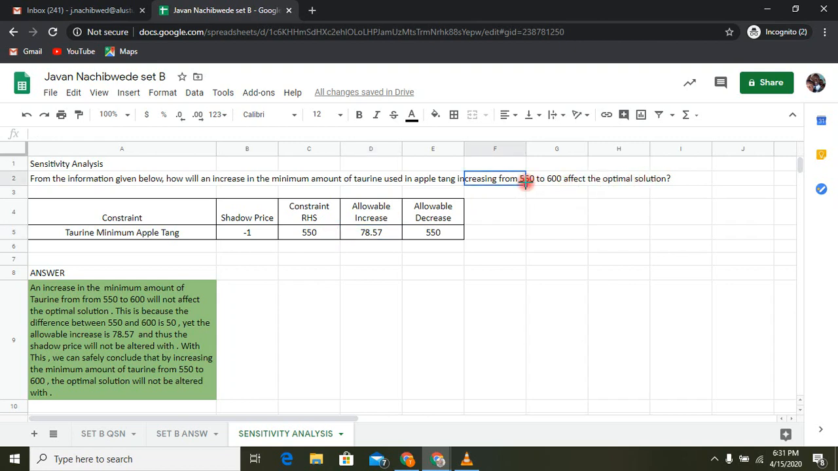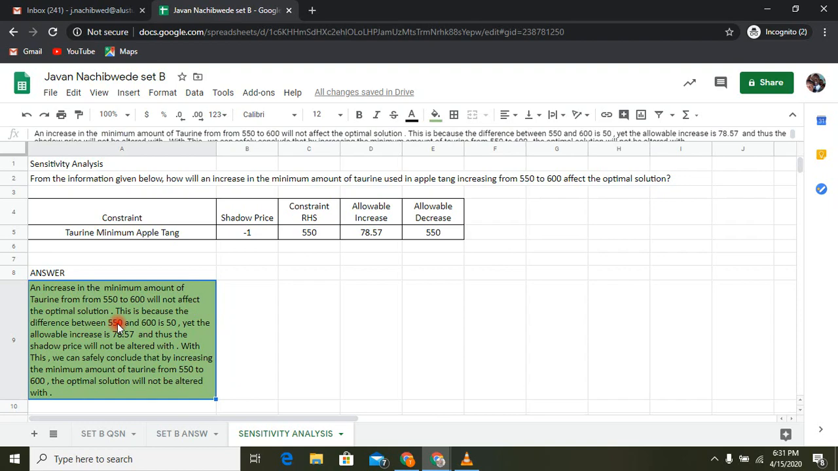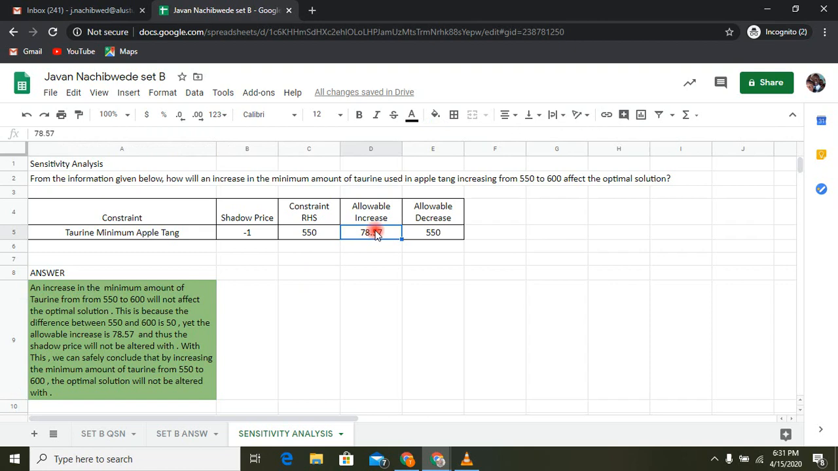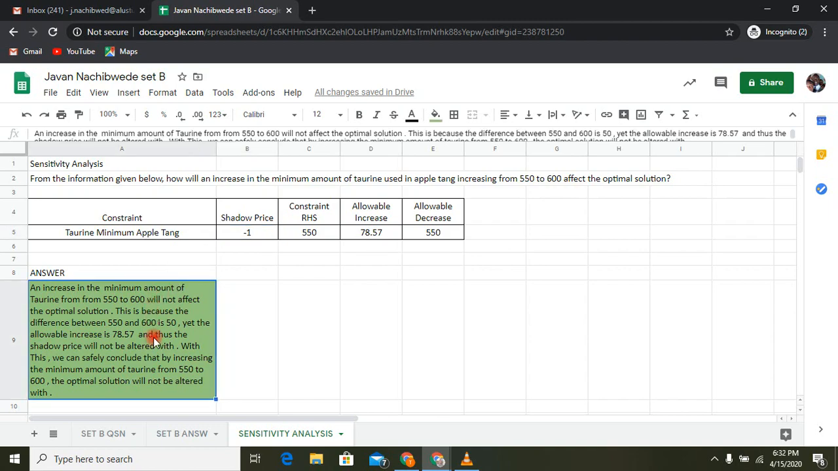So when we come here, it's increasing from 550 to 600. That is a difference of 50 liters, and yet we have an allowable increase of 78.57. So the optimal solution in this case will not be affected. So that's how my answer was. An increase in the minimum amount of taurine from 550 liters to 600 liters will not affect the optimal solution. This is because the difference between 550 and 600 is 50 liters, yet the allowable increase is 78.57, and thus the shadow price here will not be affected. With this, we can safely conclude that by increasing the minimum amount from 550 to 600, the optimal solution will not be altered, because it will still be within the allowable increase. Yeah, thank you.